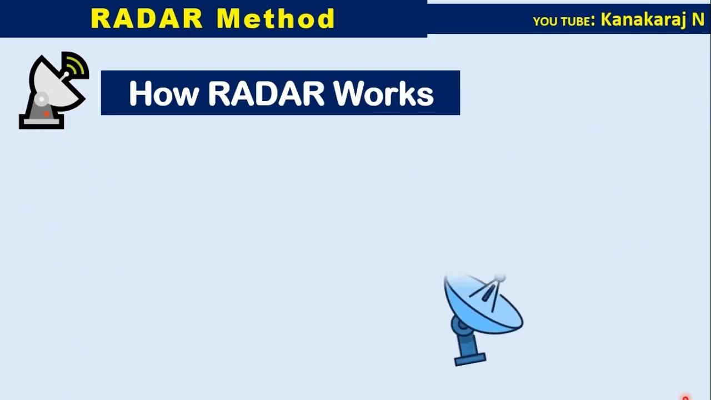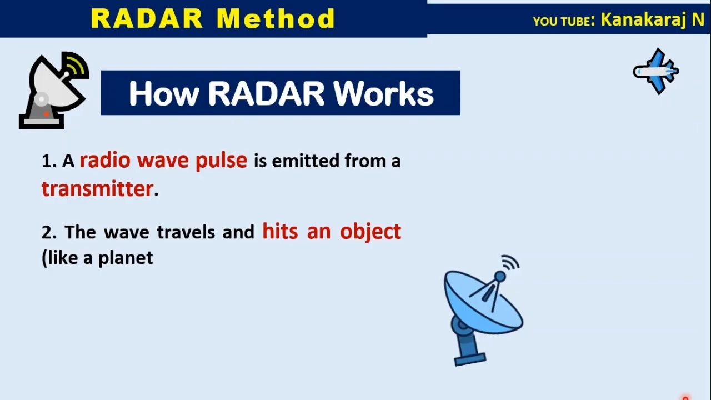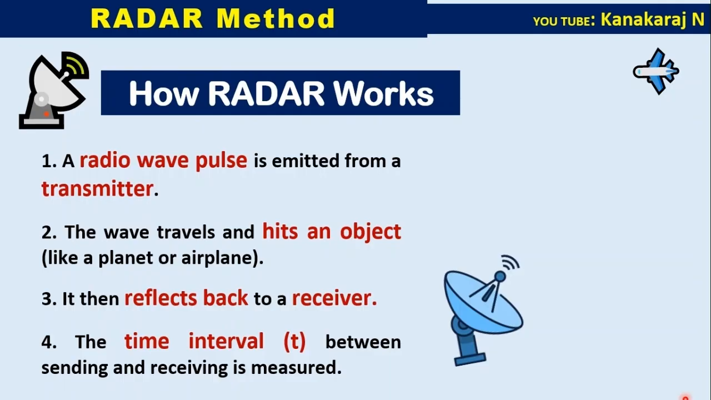How radar works. A transmitter and a receiver. An airplane is flying, we send a signal, it bounces back and returns to the receiver. Point number 1. A radio wave pulse is emitted from a transmitter. 2. The wave travels and hits an object like a planet or airplane. 3. It then reflects back to a receiver. 4. The time interval t between sending and receiving is measured.